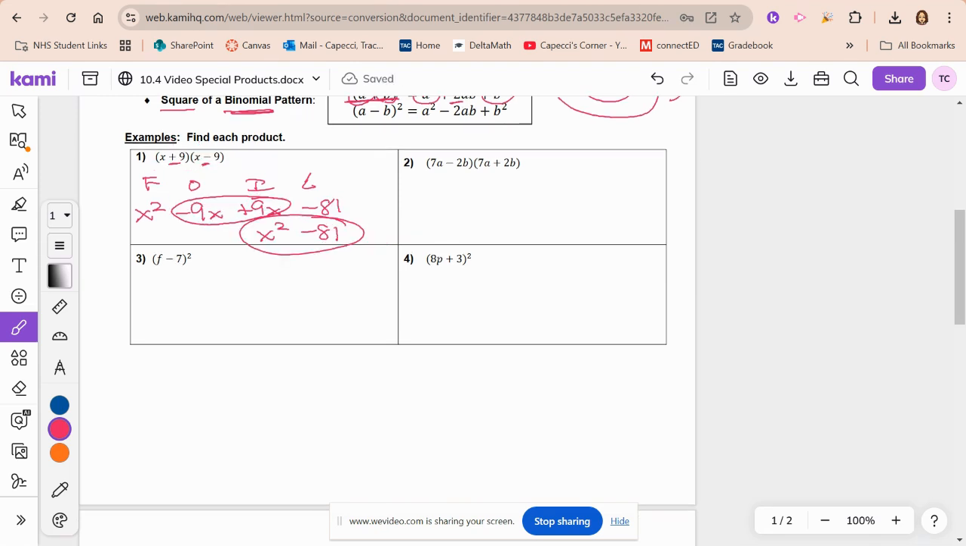Let's try the next one. Same thing. 7a times 7a gives me 49a squared. My outside term gives me plus 14, and we're always going to write our variables alphabetically, 14ab. My inside term gives me negative 14ab. And my last term gives me negative, and then I have 2 times 2, which gives me 4, and b times b, which gives me b squared. Again, because the binomials are the same except for the sign, the outside and the inside terms are going to zero out. So I'm left with 49a squared minus 4b squared. And that's my final answer right there.